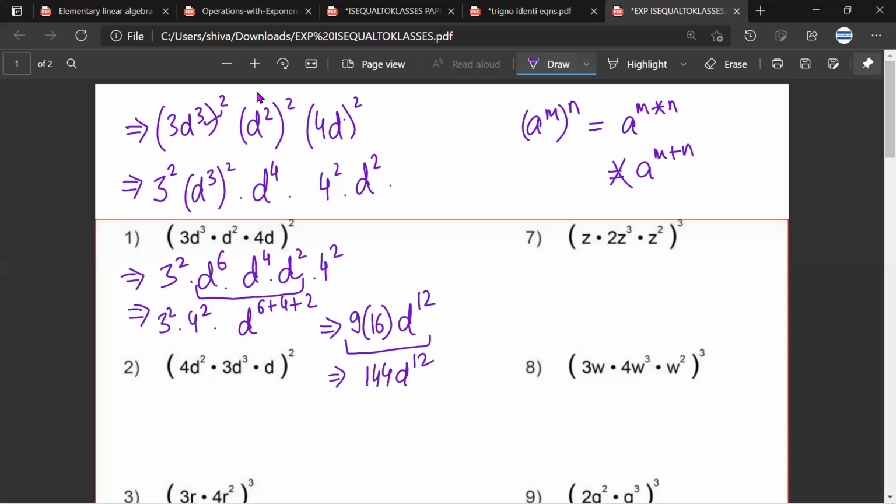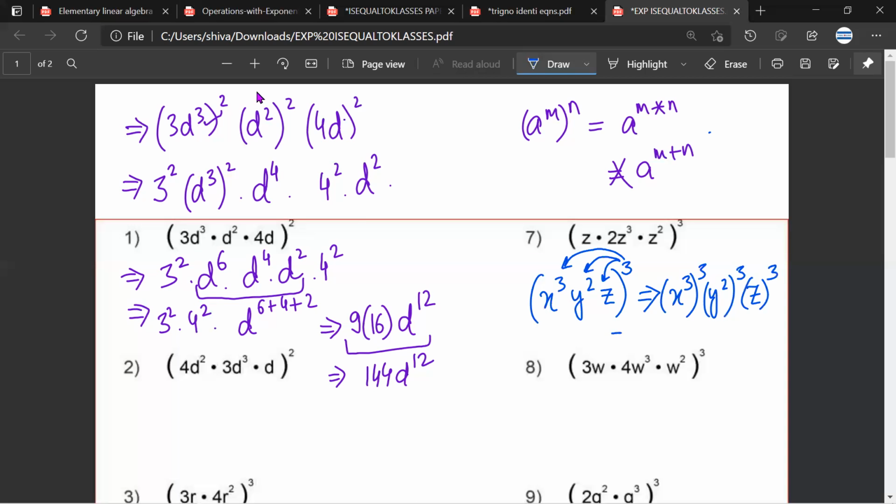See, let us try to understand this again because it is one of the complicated questions. Okay. So let me try to explain what I'm doing. Say for example, I have x cube y square z whole power 3. So what this means is that this 3 first will go to this, then it will go to this, and then it will go to this. So I'll have x cube power 3, y square power 3 and z power 3. Mr. Sarthak, any doubt?